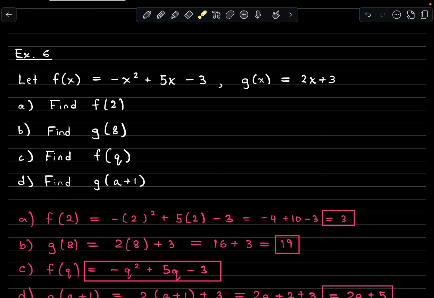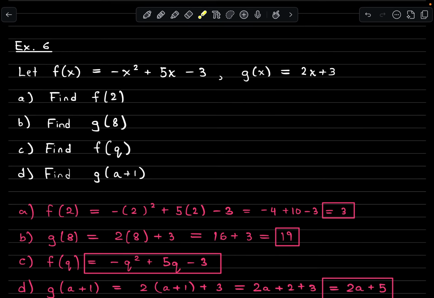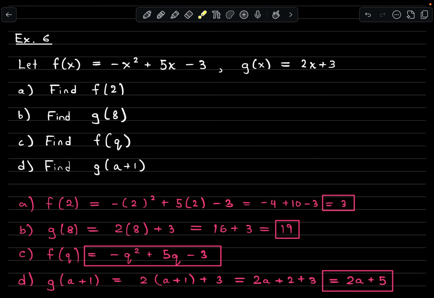And finally, for part D, we've got find g of a plus 1. Okay, so now we are plugging in multiple terms wherever we had x before. So we're going to make sure we do this in parentheses. So we have 2 times, in parentheses, a plus 1, plus 3. We distribute that 2 across the parentheses. We get 2a plus 2 plus 3, which simplifies to 2a plus 5.